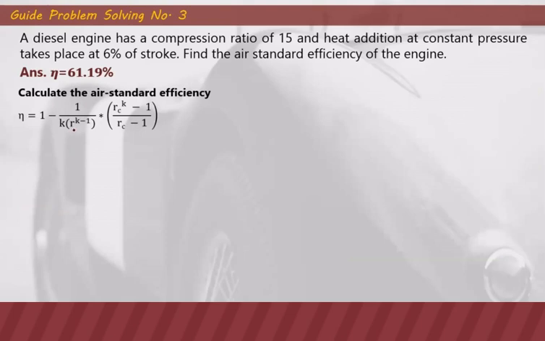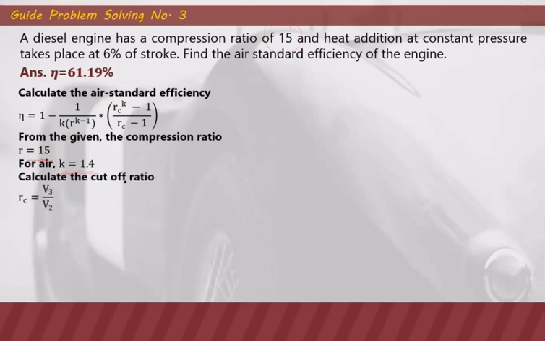Here we have to get the compression ratio as well as the cutoff ratio. Again, the cutoff ratio is the ratio of the volume before you cut off the addition of air at that time, or fuel at that point. So that's RC, or cutoff ratio. From the given, the compression ratio is given as 15. And then for air, K is 1.4.